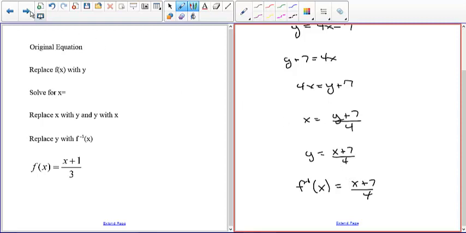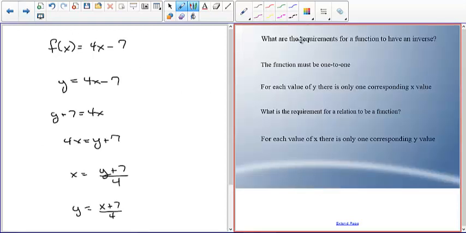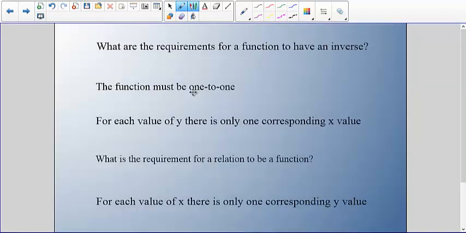Okay, so what are the requirements for a function to have an inverse? Because not all functions have inverses. All inverses have to have a function to start with, but these are the requirements. The function must be one-to-one, which means for each value of y, there's only one corresponding value of x, and also for each value of x, there's only one value of y.